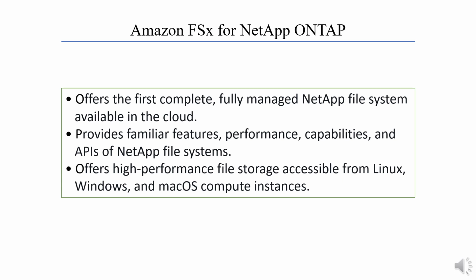Amazon FSx for NetApp ONTAP offers high-performance file storage that is broadly accessible from Linux, Windows, and Mac OS compute instances via the industry standard NFS, SMB, and iSCSI protocols. With Amazon FSx for NetApp ONTAP, you get low-cost, fully elastic storage capacity with support for compression and deduplication to help you further reduce storage costs.